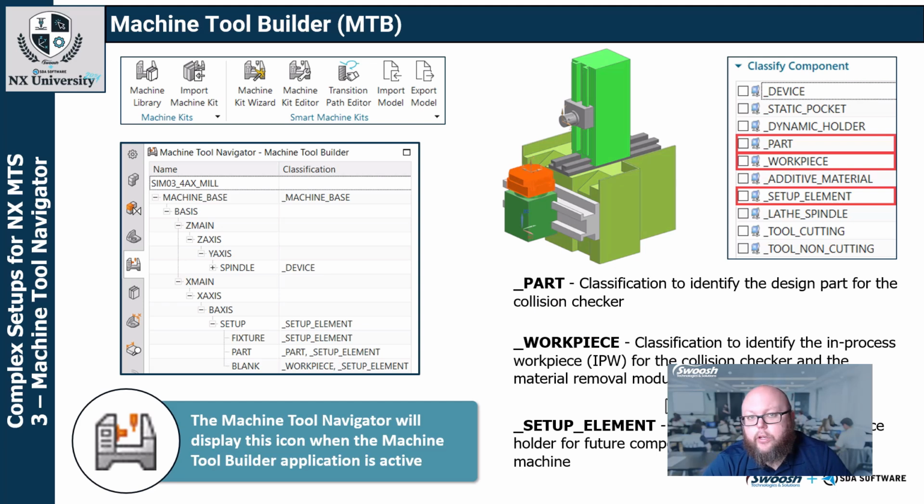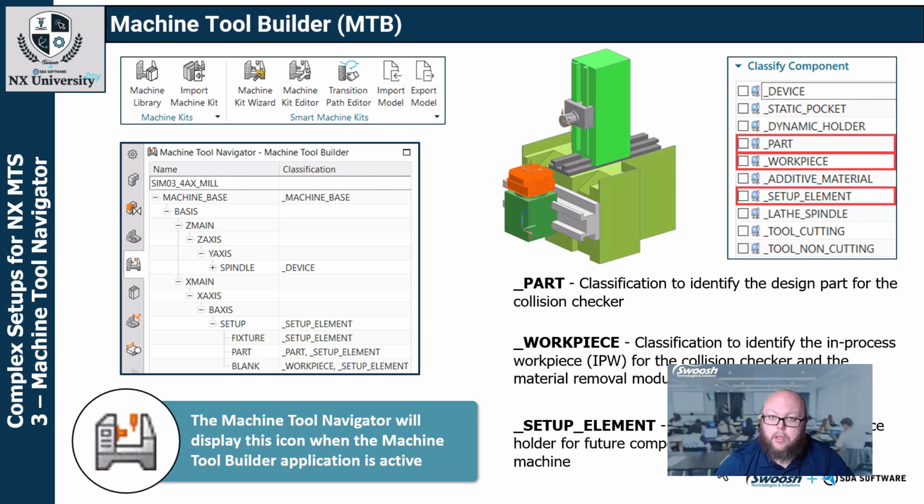To understand how we do this, we're going to take a quick look at Machine Tool Builder and what we call component classification. So we build out the machine tool with all the different linear and rotary axes, but we also specify some setup information. There are really three setup elements that we are going to be focused on here. One is just a general setup element, which just means it's part of the setup. For instance, our fixture doesn't get anything other than a setup element assigned to it, but our part geometry and our blank geometry get additional classifications.